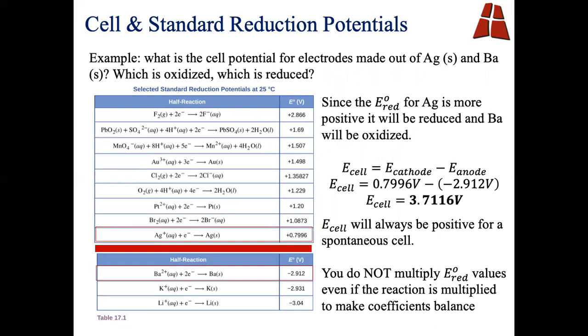Also a reminder to not multiply any of the reduction potential values even if the reaction is multiplied to make coefficients balance. So in this case, we have silver and barium. If we multiplied our silver reaction by 2, so that we had 2 electrons transferred for both our anode and cathode reactions, we would not multiply our standard reduction potential value. Okay.